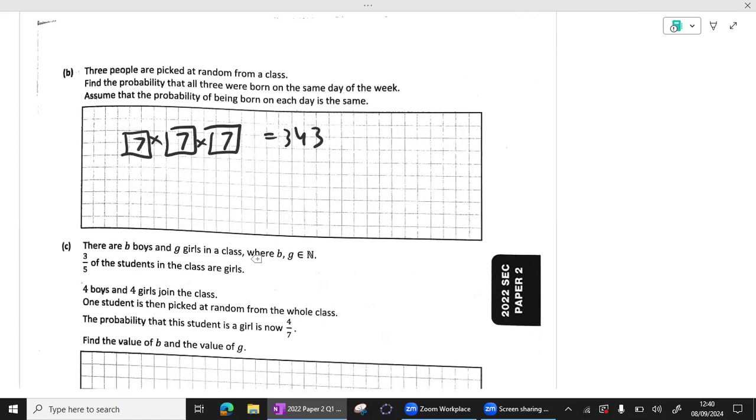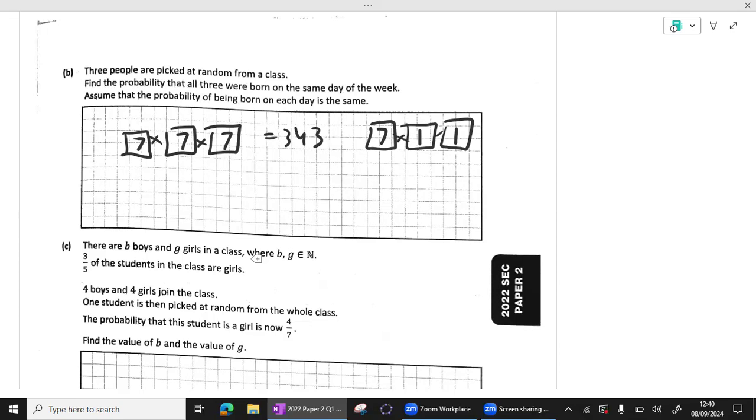Now, in this case, there are restrictions. The first person, in essence, can be born on any day of the week, so they'd still have their 7 choices. But if they are all to be born on the same day, then there's only one choice left for each of the remaining 2 people, because if the first guy, for example, was born on a Tuesday, well, then the second guy would have to be born on a Tuesday. So he couldn't pick, so to speak, any other day bar Tuesday.